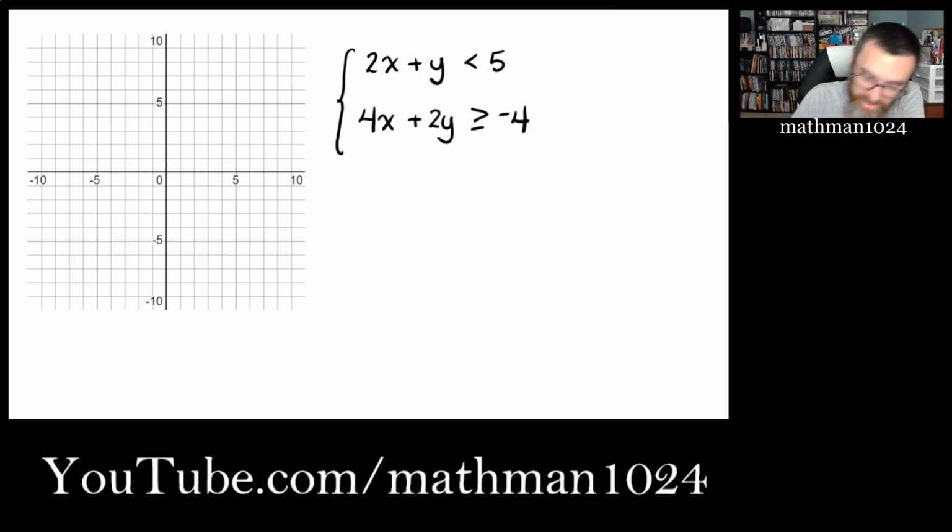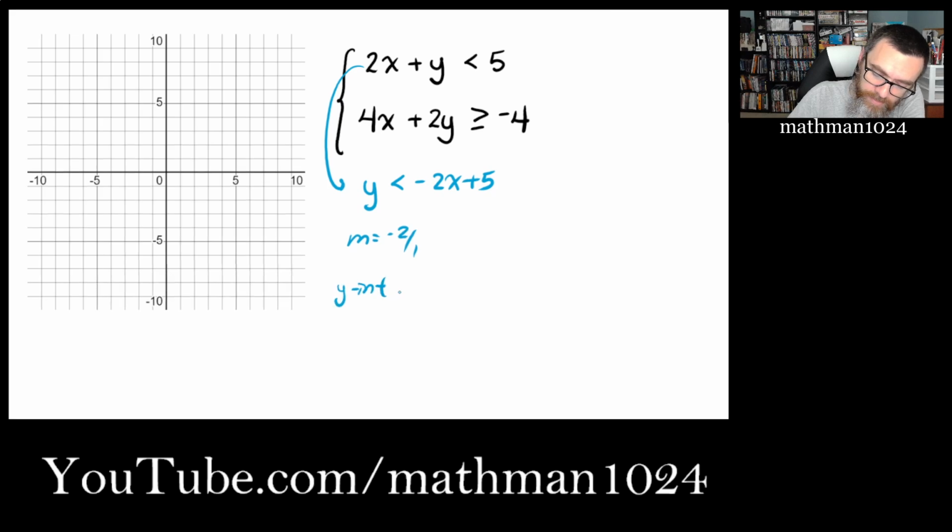All right, so I'm going to take this first one right here. I'm going to solve this for y. So y is less than negative 2x plus 5. My slope is negative 2. My y-intercept is 0, 5. Because it says less than, that means that my line is going to be dashed. And it says y is less than, so we'll shade below.